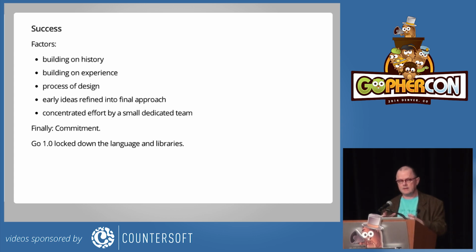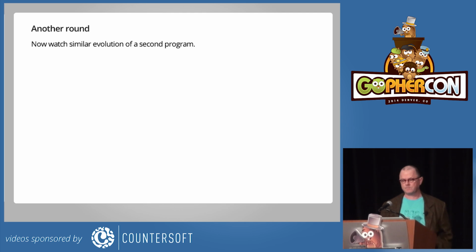But I think this idea that you have a small team designing it and not just taking a suggestion box and making things happen is a huge part of why Go works the way it does. But once we'd got to where we thought it was right, we stopped. We said, this is it, this is the language. Go version 1 comes out and locked it all down. And that's a huge part of the story. I'll come back to that point.